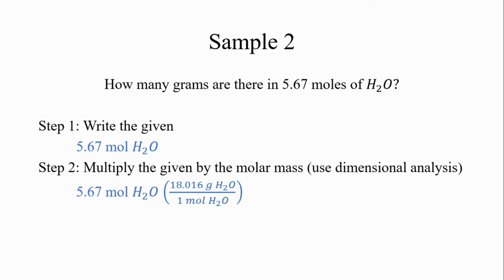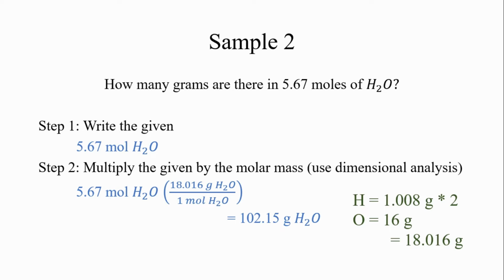Use dimensional analysis. Using dimensional analysis, you can see that in 1 mole of H2O, there is 18.016 grams of H2O. 18.016 is obtained by getting the molecular mass of the formula. Input this in your calculator and you can easily get 102.15 grams of H2O.